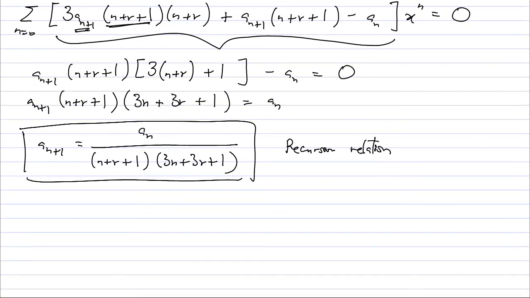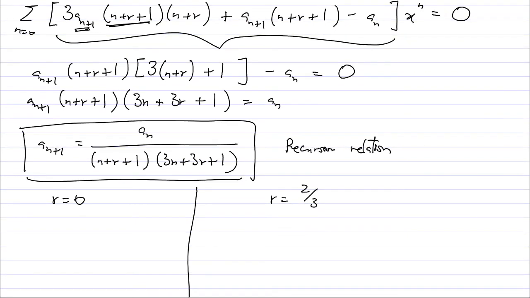So again, you have two cases. You have r is equal to 0, r is equal to 2/3. If I look at r is equal to 0, then what do I get? I can generate some coefficients. So I start from a0. Then using the recursion relation, I have a1, because in the recursion relation you are now putting r is equal to 0. You have a1 is equal to a0 divided by (n+1), but n is 0 over here, so you have 1 and 1, so a1 is equal to a0.